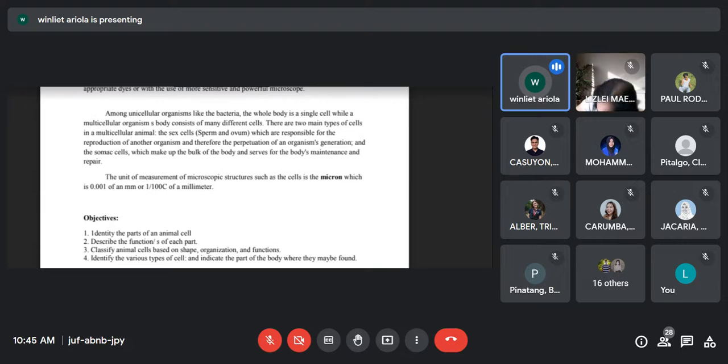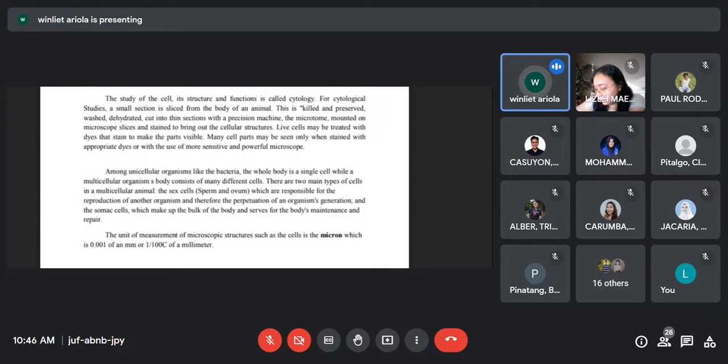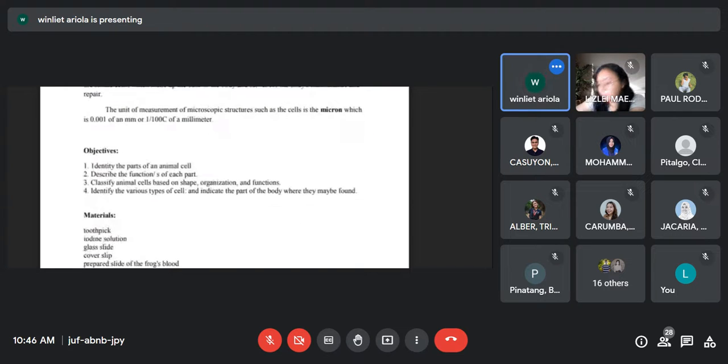So the unit of measurement of microscopic structures such as the cells is what we call the micron, which is 0.001 of the mm or 1 over 1000 of a millimeter. But I did not include naman micrometer last time during your quiz. So not na din to. I will not ask you to convert it anymore.